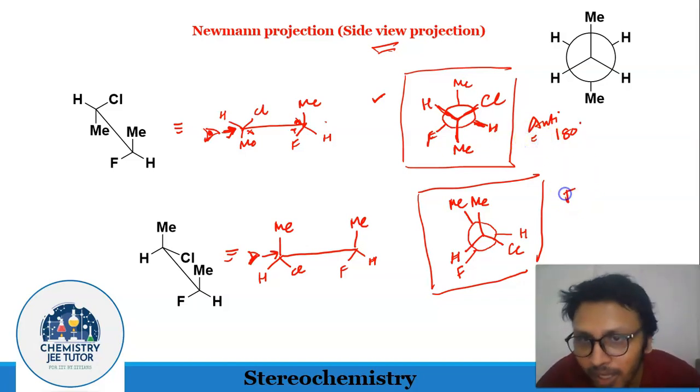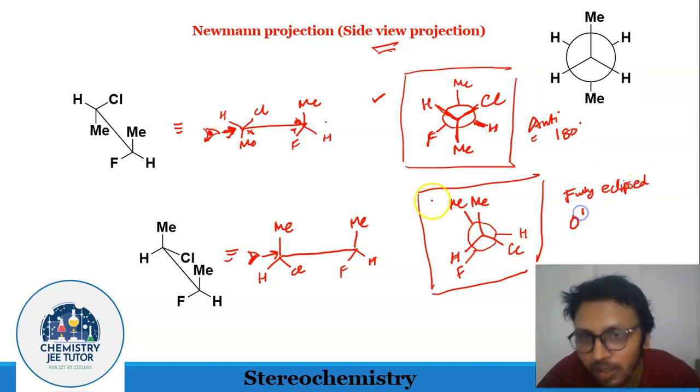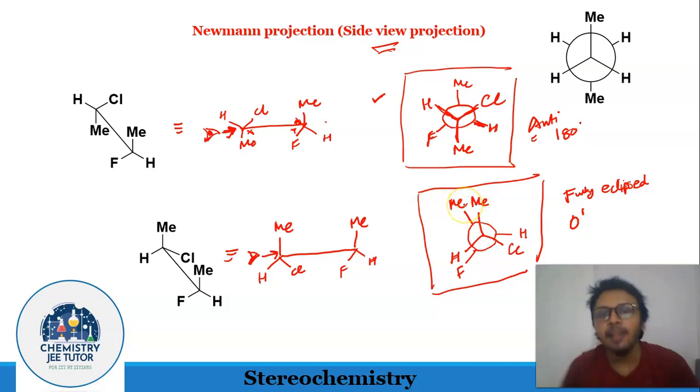This is a fully eclipsed conformation. Why? Because the methyls are at an angle of 0 degrees. See, this methyl and this methyl, they are at an angle of 0 degrees. Always remember this in Newman projection: when similar size substituents are at an angle of 180 degrees, it is an anti-conformation. When similar size substituents are at an angle of 0 degrees, it is a fully eclipsed conformation. At 60 degrees, it is a Gauche conformation.